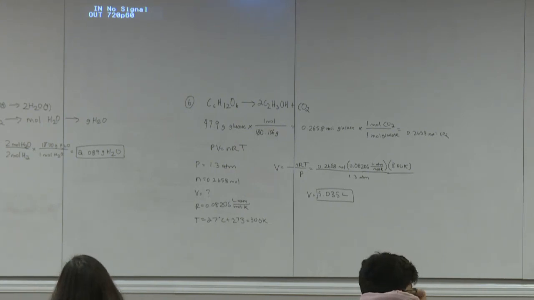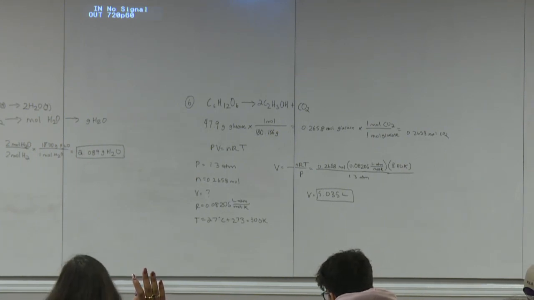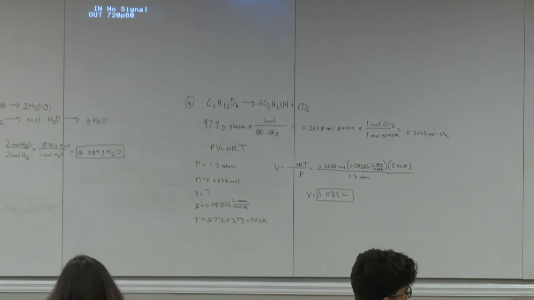Is R the same every time? It's going to be the same if you convert everything to liters, atm, moles, and K. Can you always convert everything to that? Yeah, if they give you pressure in mmHg, you just divide it by 760, and change Celsius to Kelvin by adding 273. Everything should be able to convert to that, so you don't have to memorize all the R's.